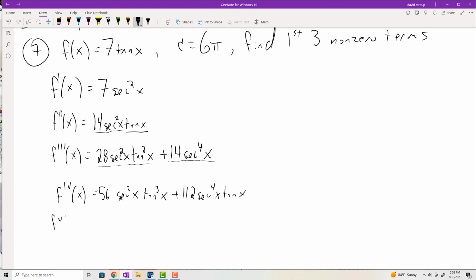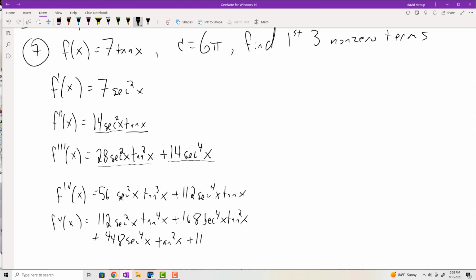And then the 5th derivative is going to be, because you'll have to do 2 power rules on the 4th derivative to get to here, 112 secant squared x tan to the 4th x plus 168 secant to the 4th x tan squared x, and then plus 448 secant squared x tan squared x plus 112 secant to the 6th x. It's not a bad exercise to do it on your own to see if you can get this derivative. I don't need the exercise. You do, though, right? All right. Okay, and that should do it.